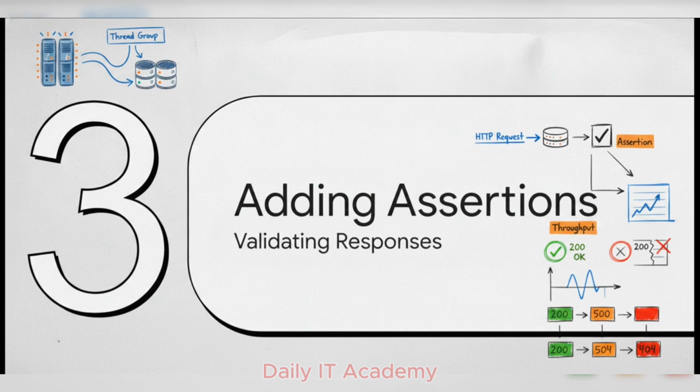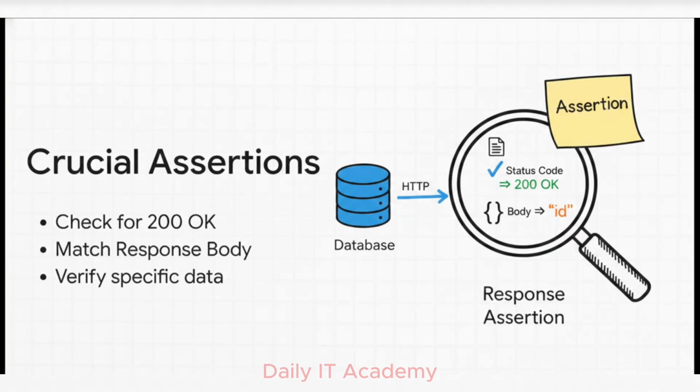All right, section 3, adding assertions. Now, here's the thing. Simply firing off HTTP requests and getting a response back isn't enough, not even close. If a highly stressed server returns a completely blank page but slaps a 200 OK status on it, JMeter might think it's a pass, but the app is obviously broken. That's exactly why we add assertions.